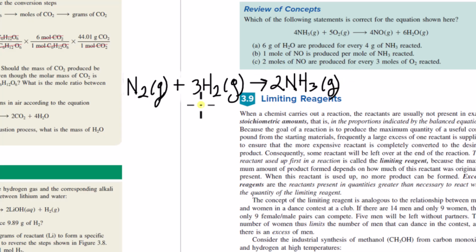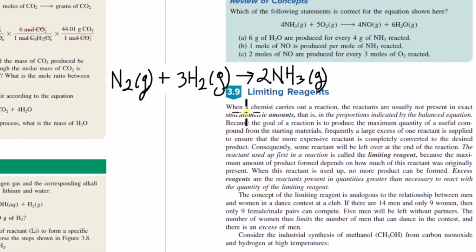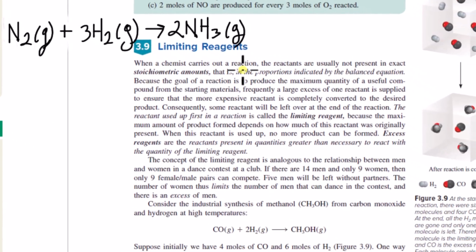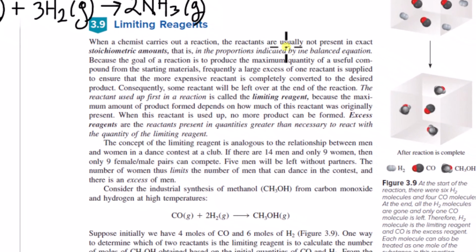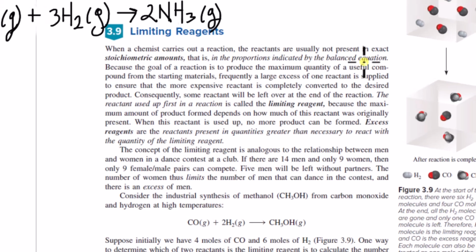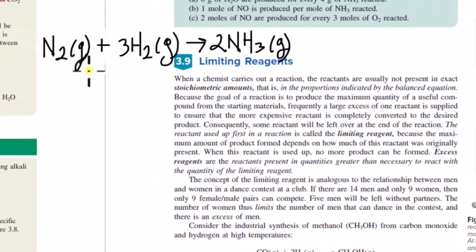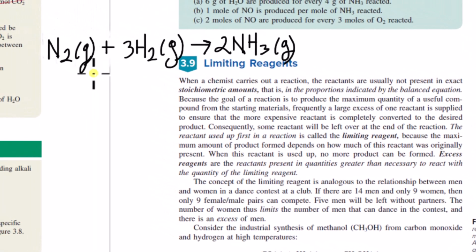And so what we're going to need to consider is, for some specific case, is there a limiting reagent? And if there is, what is it? Okay, so it says when a chemist carries out a reaction, the reactants are usually not present in exact stoichiometric amounts. That is, in the proportions indicated by the balanced equation. Yeah, exactly.